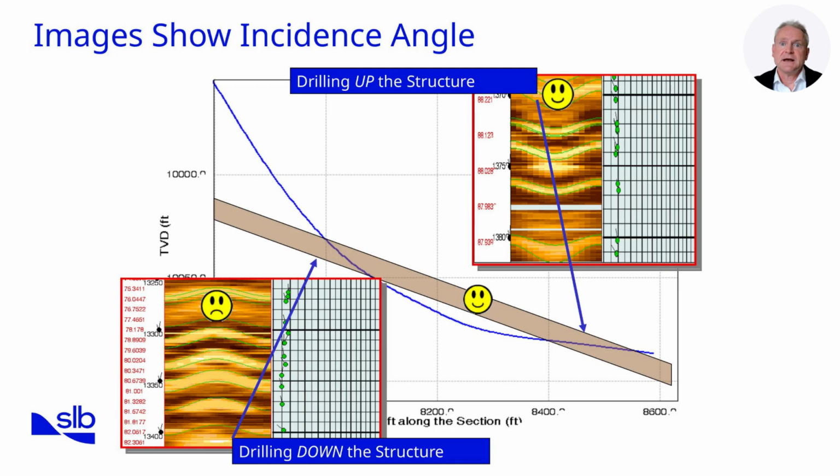Recognizing the incidence angle is vital. If we see the well drifting down structure, corrective action may be to steer up to remain within the pay zone. Conversely, if we're climbing too high, we may need to drop angle. In essence, image-derived incidence angles provide directional context that complements dip measurements. They tell us not only the bedding orientation, but also whether we're trending in or out of target.